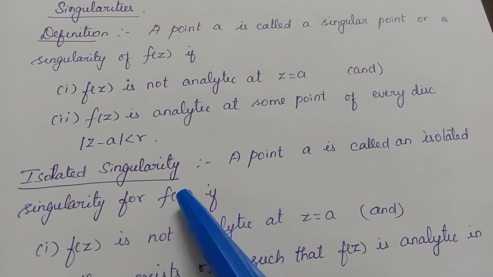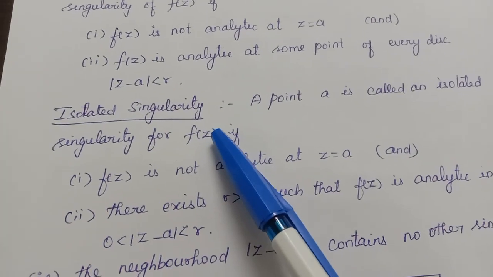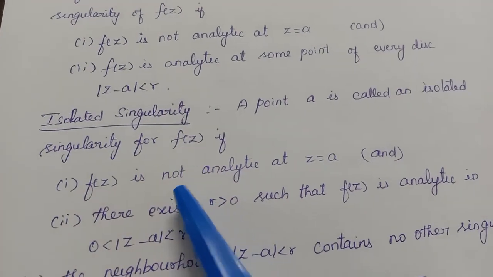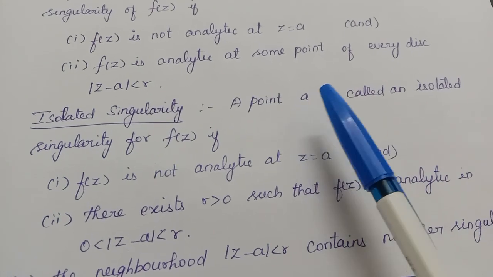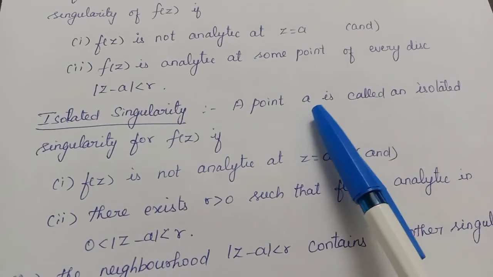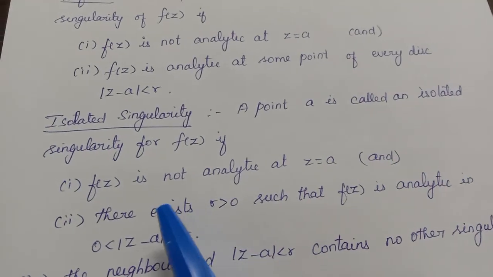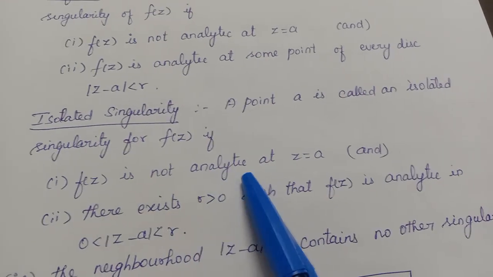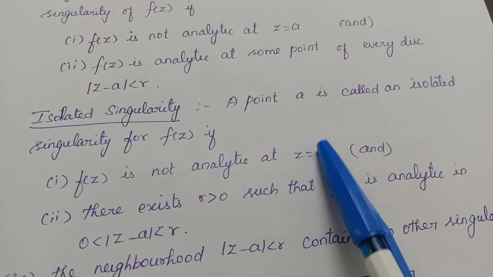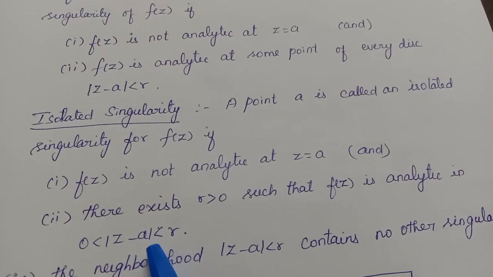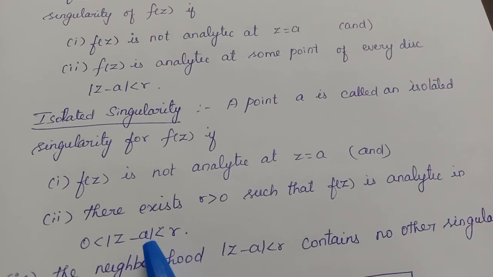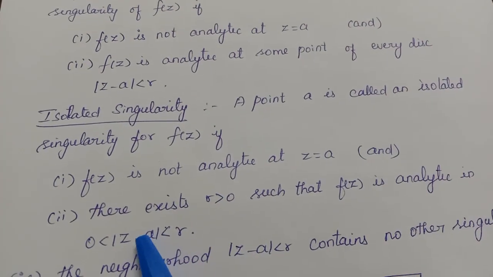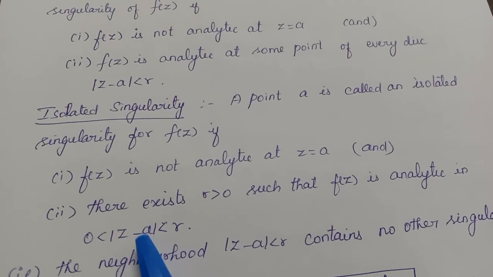Now the singular points are classified into two types: isolated and non-isolated singular points. Isolated singular point means, suppose I take a singular point A, then in the neighborhood of A, there should not exist any other singular point. Singular point means automatically the given function is not analytic. Then for this A, you take a neighborhood. In that neighborhood, apart from A, at all other points, the function should be analytic. So that means in this neighborhood A is the only singular point, no other singular point should exist.